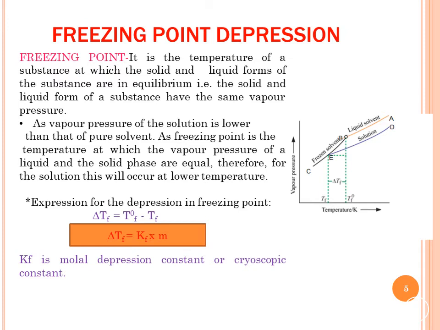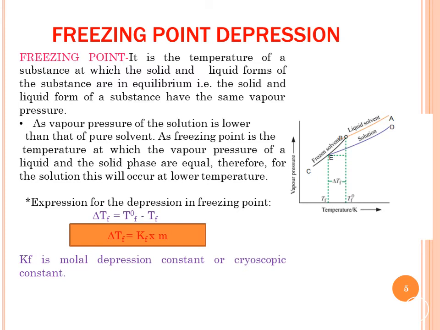It is observed that the freezing point of a solution is always lower than that of the pure solvent. We have seen in the boiling point elevation that the boiling point of a solution is always higher than that of the pure solvent, whereas the freezing point of a solution is always lower than that of the pure solvent. Now the reason for this depression is explained here.